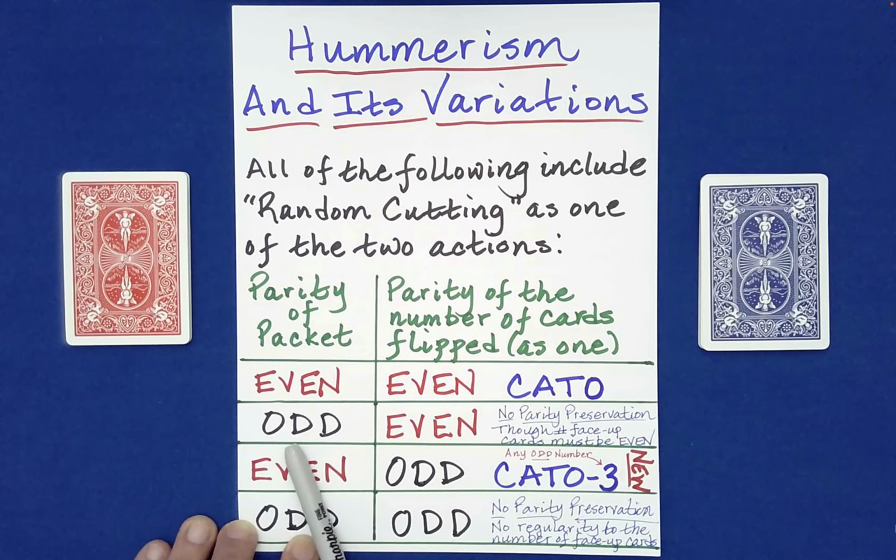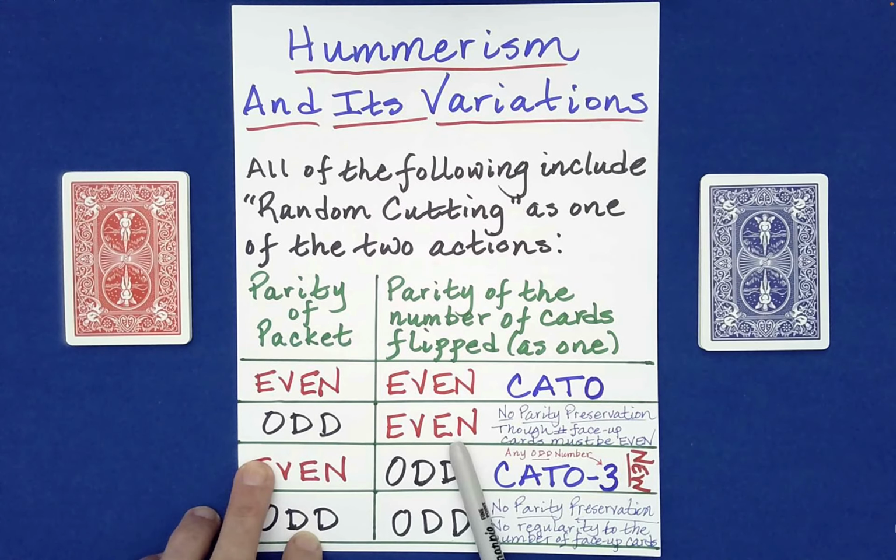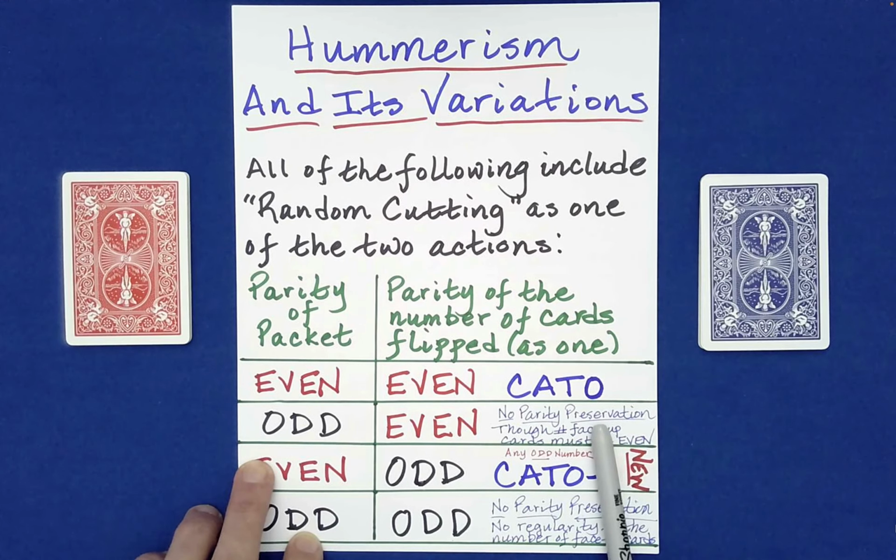I do want to point out that in the case of an odd number of cards in which we flip over an even number and then follow it with a random cut, there's really no parity preservation that I can see. There is one invariance relative to card orientation, namely there will have to be an even number of up-facing cards, and that's something you can check.